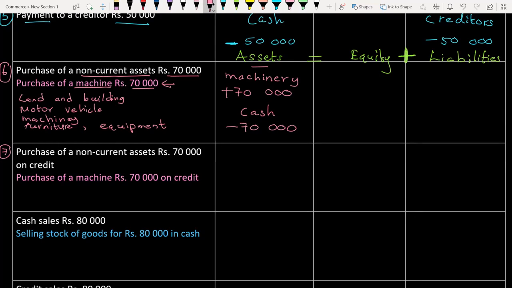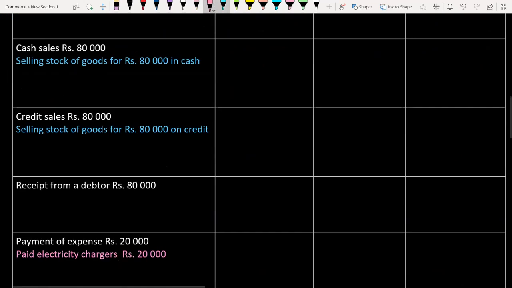Then what happens if the business purchases a machine on credit? Once again, assets increase by 70,000 because of the asset called machinery. On the other hand, liabilities will increase by rupees 70,000 and we call it creditors. Okay, then let's do the 8th transaction.